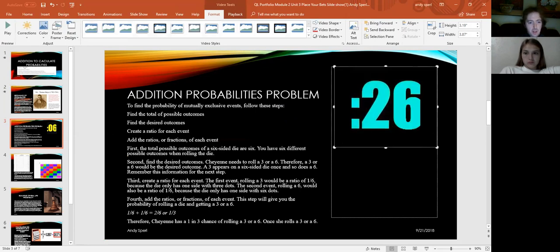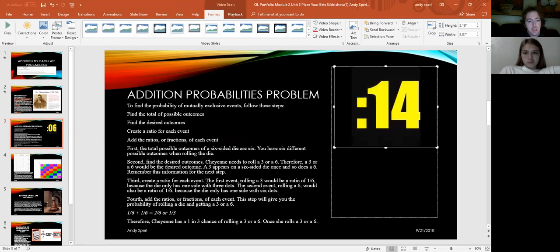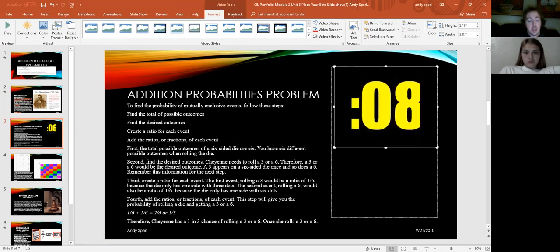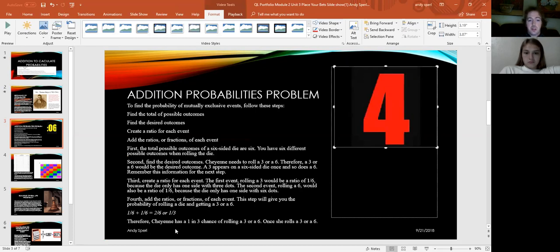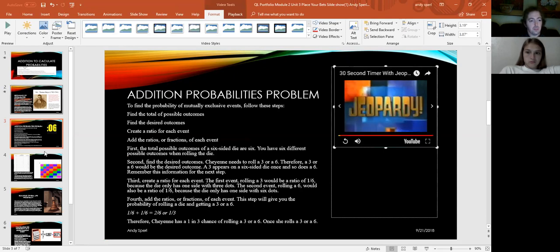Is we're going to add the fractions of each event. This step will give you the probability of rolling a die and getting a 3 or a 6, which is 1 over 6 plus 1 over 6, which equals 2 over 6. You can also reduce that to 1/3. Therefore, Cheyenne has a 1 in 3 chance of rolling a 3 or a 6.